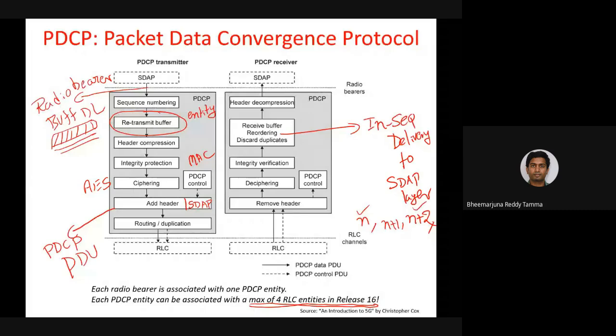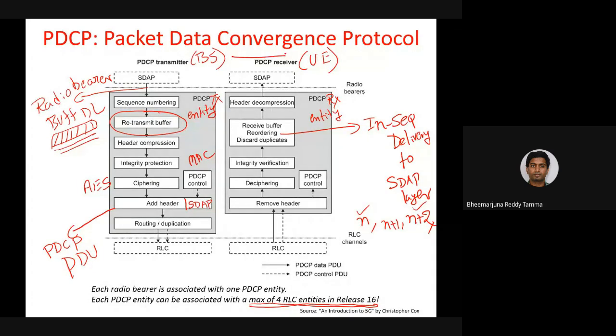And each node will have both entities. It has the PDCP transmitting entity, and each node will have a PDCP receiving entity as well. Even though I'm showing you PDCP transmitter and receiver, it could be your base station, it could be your handset.